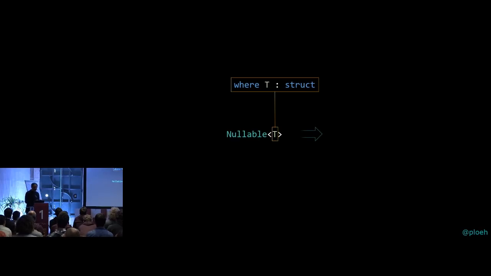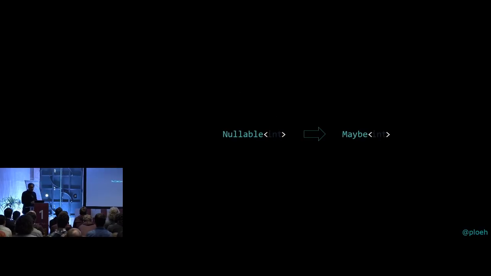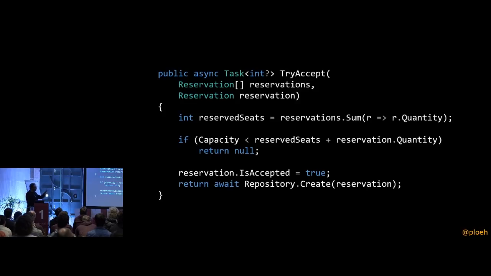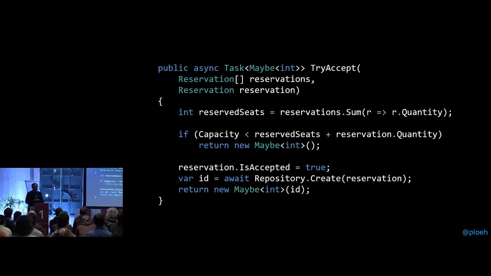So if instead of using nullable of T, I'd use maybe of T, I can lift that constraint, I can get rid of that. So the first refactoring I'd like to do is to change my nullable of int to a maybe of int, because that's going to set me up for making another refactoring afterwards. So if you just keep your eye on the top line of code there where it says nullable int, I'm just going to change that to a maybe of int.